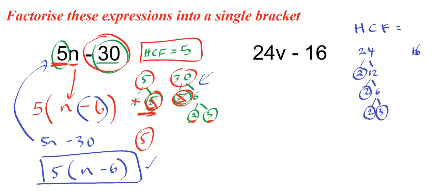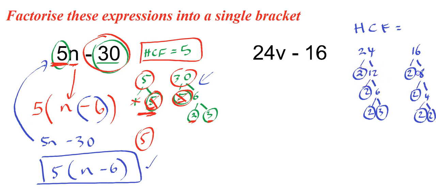For 16, I could go 2 and 8. 2 is a prime number. 8 is 2 and 4, so 2 is a prime number, and 4 is 2 and 2. Now I've reached the end of that prime factorization tree, because all the numbers that end the tree are primes. So what do I do with that information?